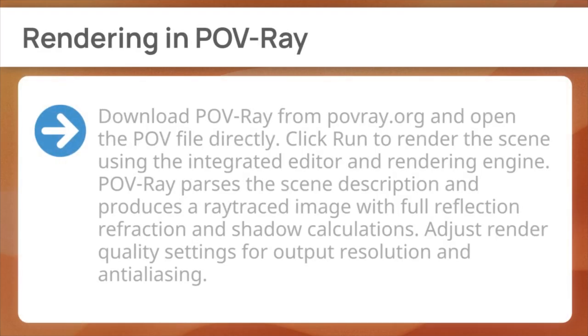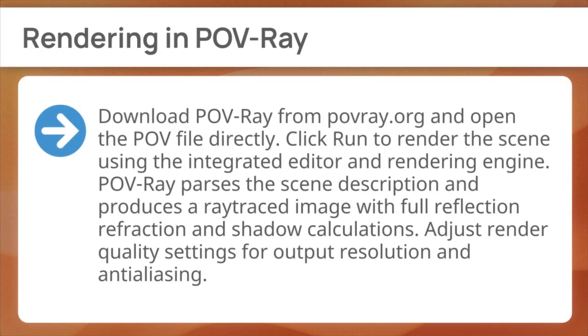First, rendering in POV-Ray. Download POV-Ray from povray.org and open the POV file directly. Click Run to render the scene using the integrated editor and rendering engine. POV-Ray parses the scene description and produces a ray-traced image with full reflection, refraction, and shadow calculations. Adjust render quality settings for output resolution and anti-aliasing.